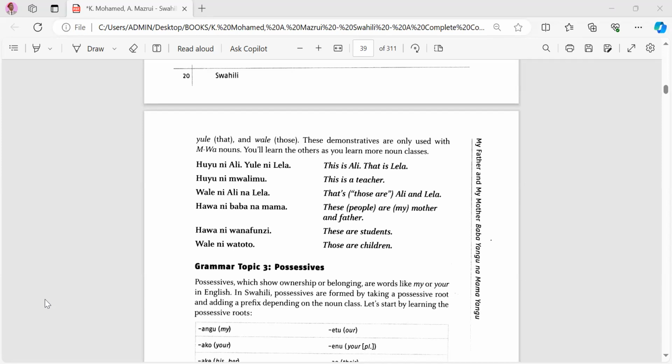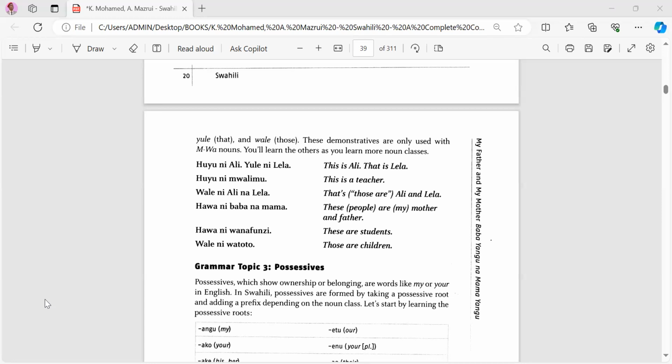Wale ni Ali na Lela. Those are Ali and Lela. The word wale means those. There's more than one person. Next, Valerie. Hawa ni baba na mama. These people are my mother and father.